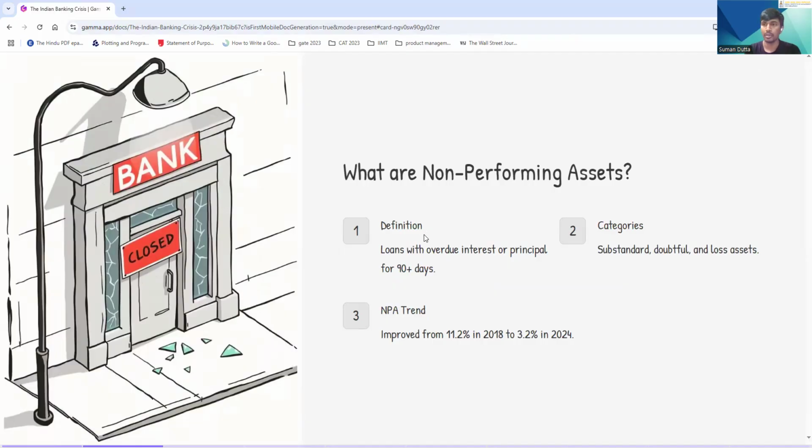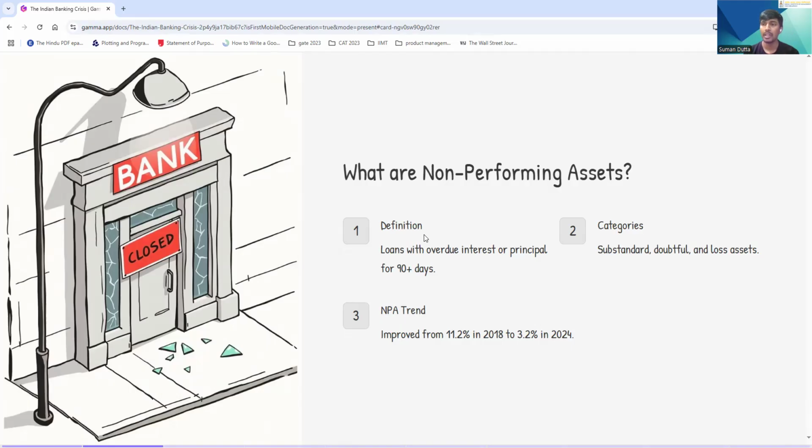So, what are non-performing assets in nature? If I have to define it, I will say loans that are overdue with their interest and principal for more than 90 days. There are three categories: substandard, doubtful, and loss assets. Substandard is defaulted for less than 1 year. Doubtful is more than 1 year. And loss assets cannot be recovered at all.